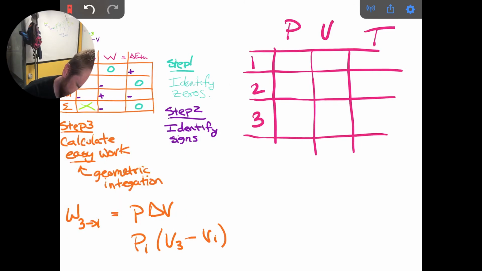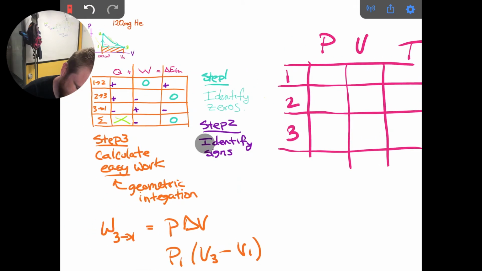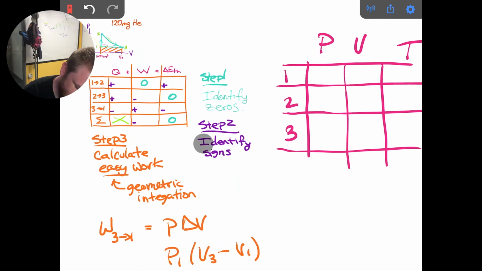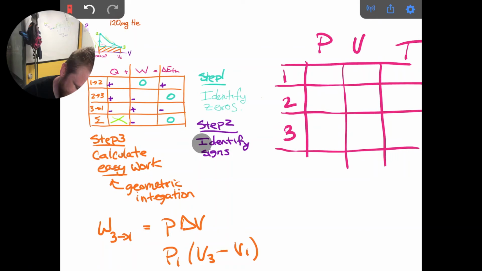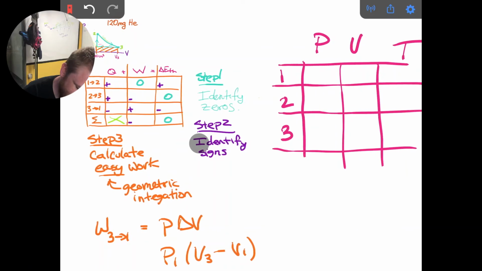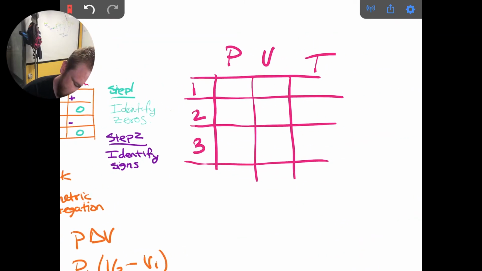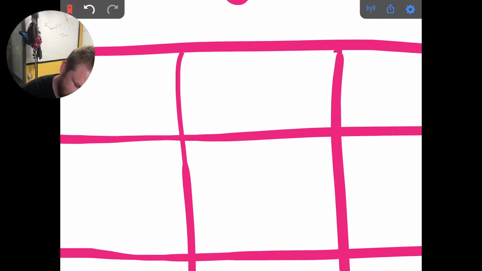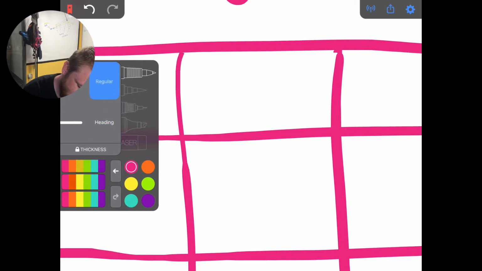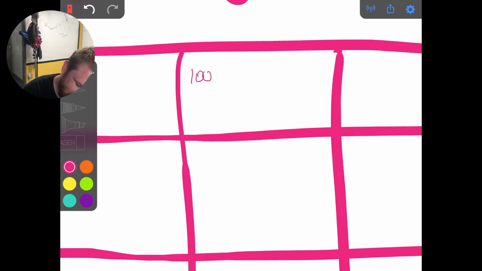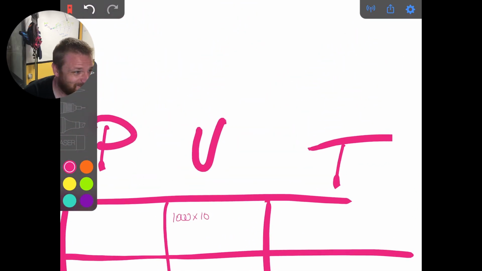Well, we have none of them completely, but we have a temperature of 133 degrees Celsius and a volume of 1,000 cubic centimeters. Those are both at state 1. So I'm going to write them in useful units. So 1,000 cubic centimeters is going to be 1,000 times 10. Anybody know how many cubic centimeters there are in a cubic meter? Not 100. Not 1,000. You know what it is?